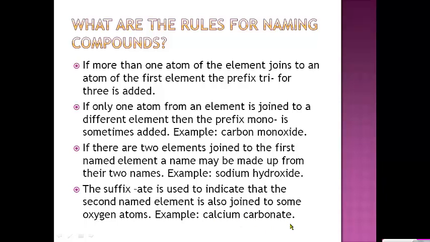I know what you're thinking again. You're thinking, Sullivan, it has 3 oxygen atoms. Why in the world didn't they call it calcium carbon triate? It just doesn't work that way. I don't know why they didn't, but it just doesn't work that way. But I can tell you the ATE on the end stands for oxygen.